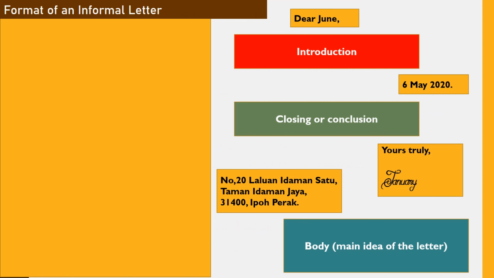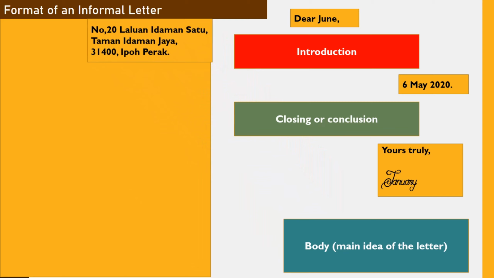Let us place the templates, the parts of the letter. First, let's start with the address. The address: number 20, Laluan Idaman 1, Taman Idaman Jaya, 31400 Ipoh Perak, full stop. You see the comma, and every first letter of the address has been written with a capital letter. Then comes the date, 6 May 2020, full stop.